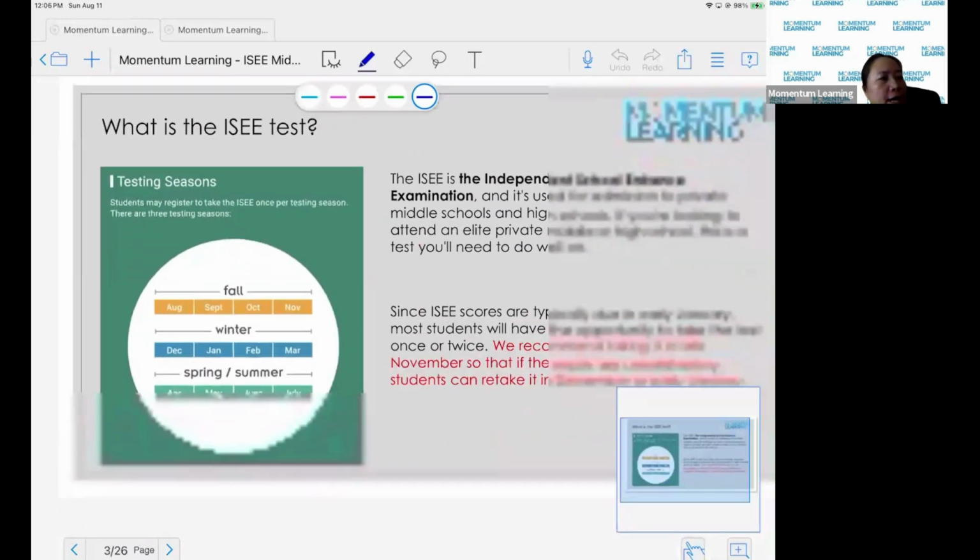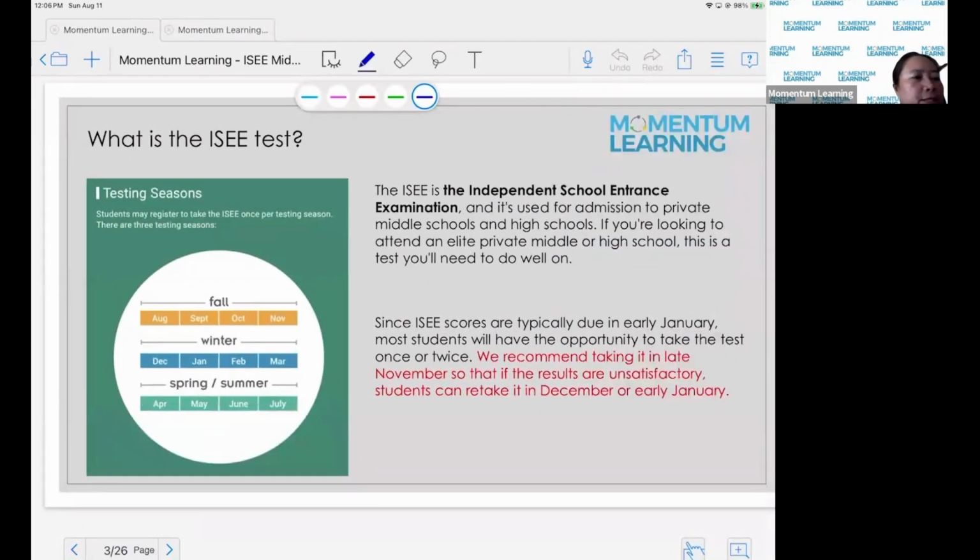So this is the ISEE test. The name is Independent School Entrance Examination. This is used to be admitted to private middle schools and high schools. The middle level is for 7th and 8th grade.